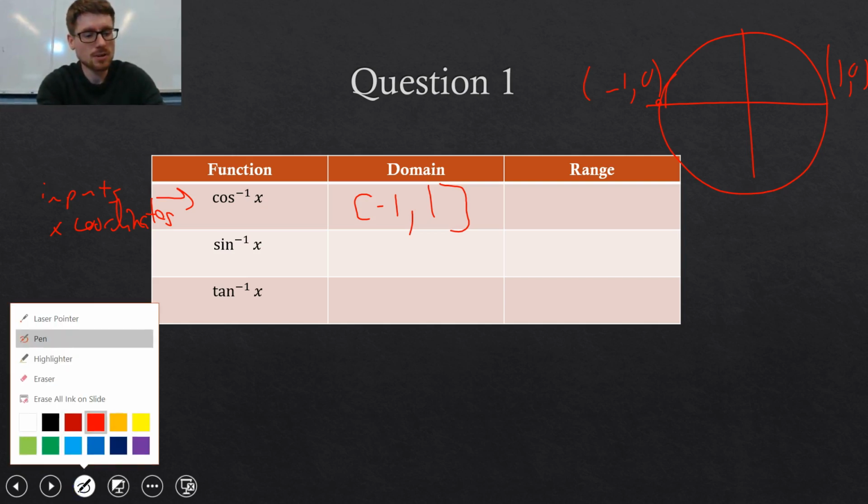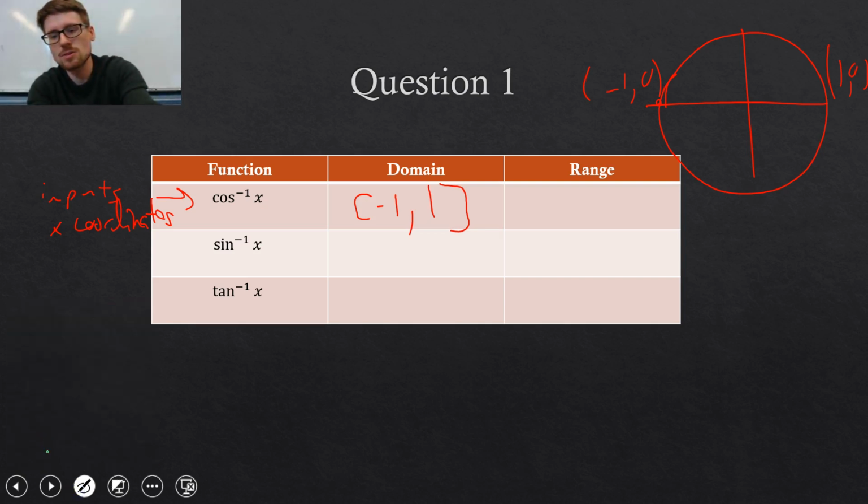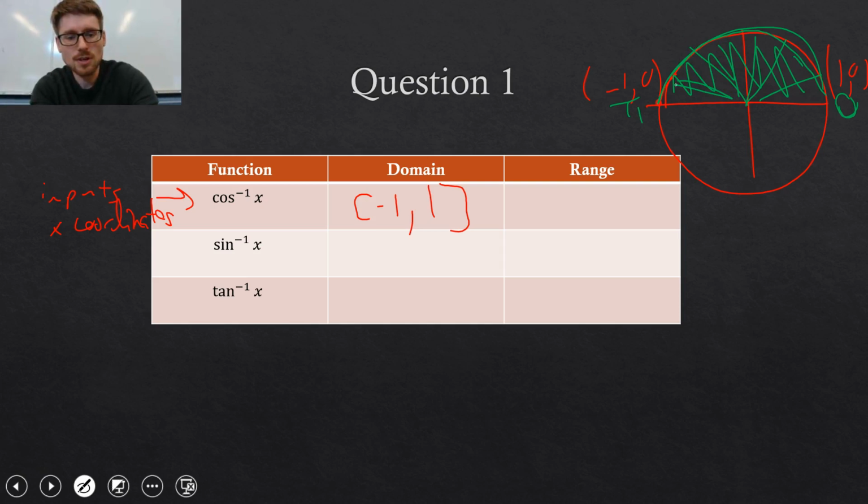For cosine inverse, it's only going to give you angles that are in the upper half plane, which is from 0 radians to pi radians. So it's going to give you some angle up here, one of these guys, any of these angles. And so the range for cosine inverse is from 0 to pi inclusive. Okay, so that's very important to remember the domains and ranges of these functions.